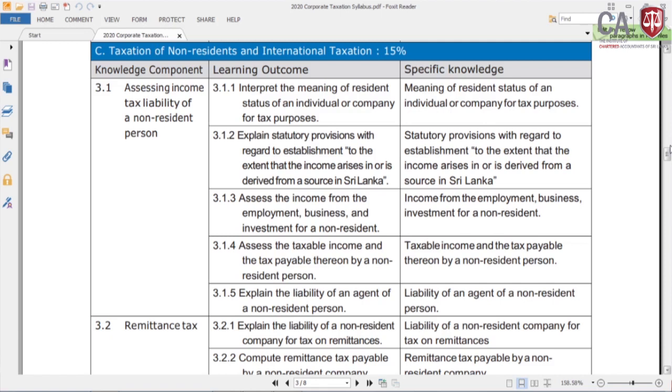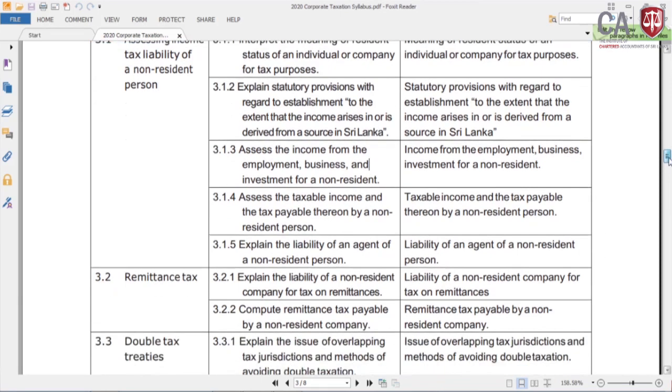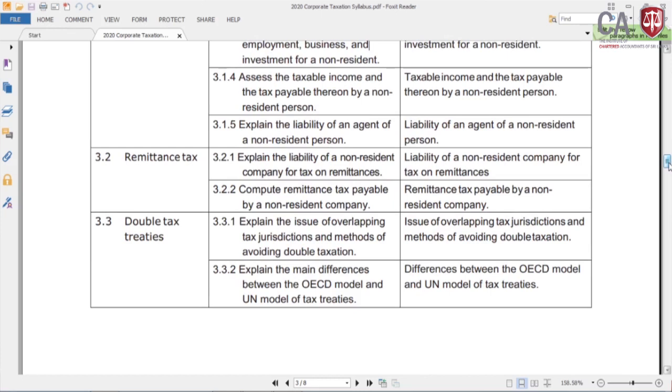Section 75 gives the guideline on that. Therefore, if you take your entire paper, a question may be based on a particular double taxation treaty. It's key in your syllabus. Then what is the learning outcome? Explain the issues of overlapping tax jurisdictions and methods of avoiding double taxation. How to avoid double taxation.